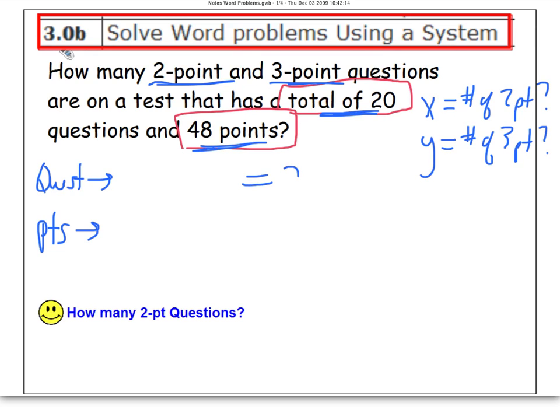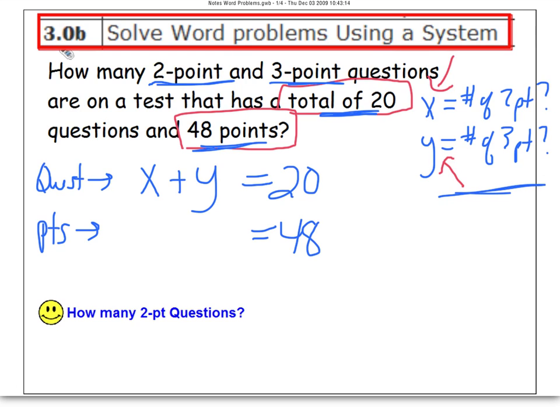Okay, there's 20 questions in total. So if you think about a test, how would you do that? You would count how many there are 2-pointers and you'd count how many there are 3-pointers and add it up. So you're going to say all of the 2-point questions plus all the 3-point questions is 20 questions. Okay, that's one equation. The other equation deals with 48 points. So it totals 48 points, so I know that, and I have to think about how do I make 48 points out of these two variables.